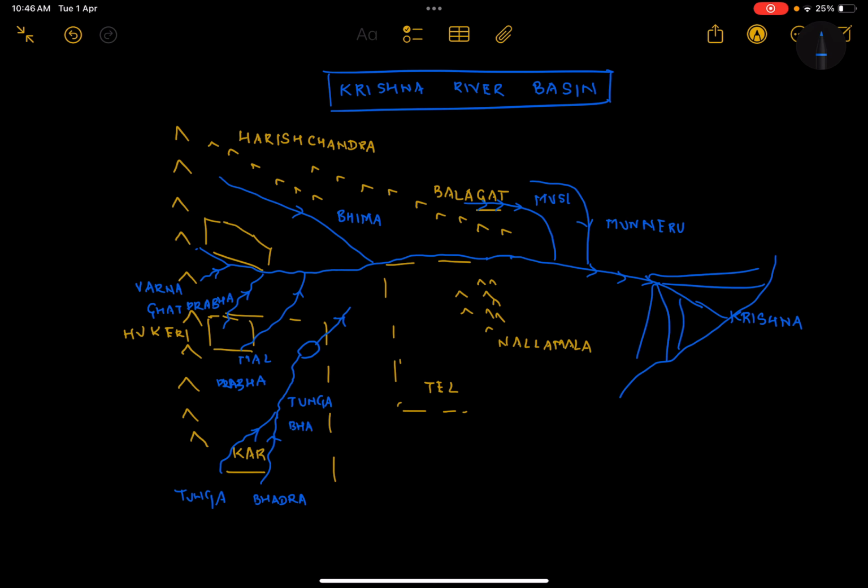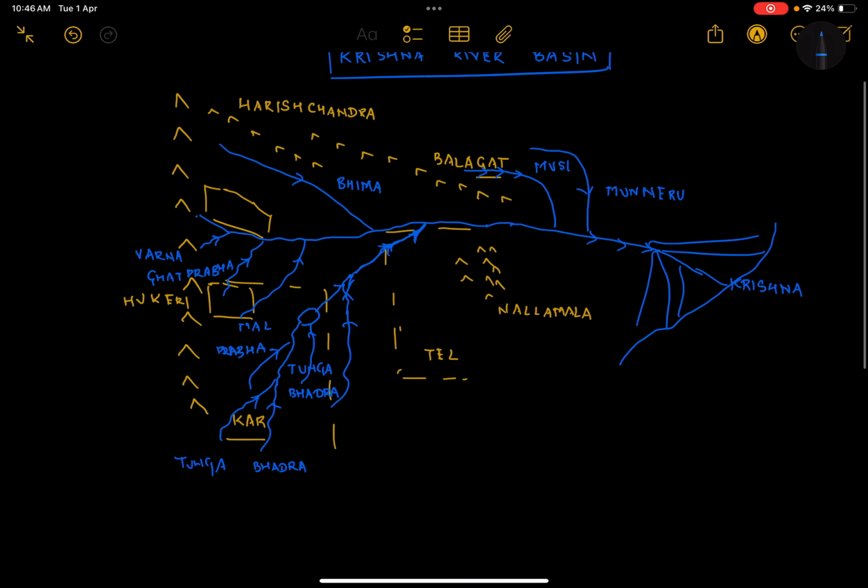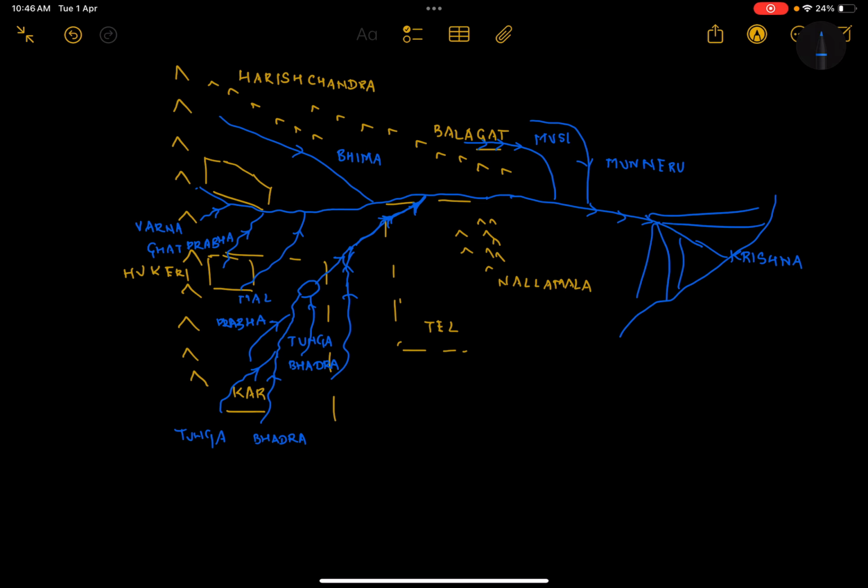You should know that Tungabhadra has many tributaries flowing into it from the Karnataka Plateau, many of them. And Tungabhadra merges with the Krishna along the Telangana and Andhra Pradesh border, right here. So this large river is Tungabhadra. These are the major left bank and right bank tributaries of River Krishna.